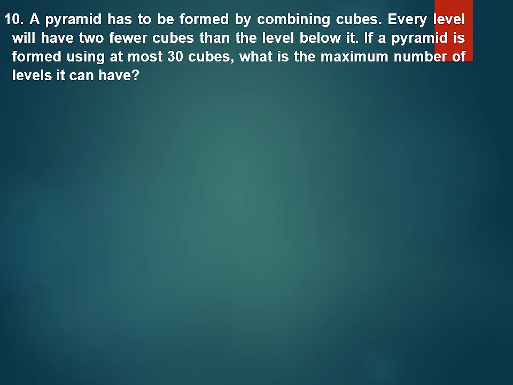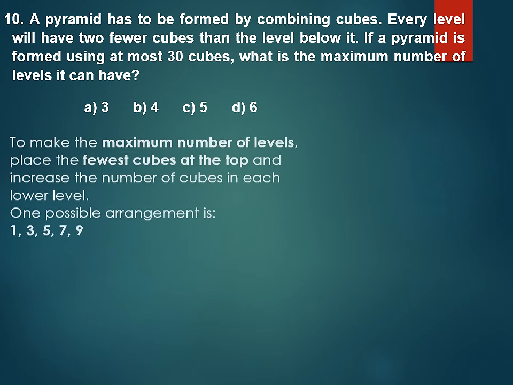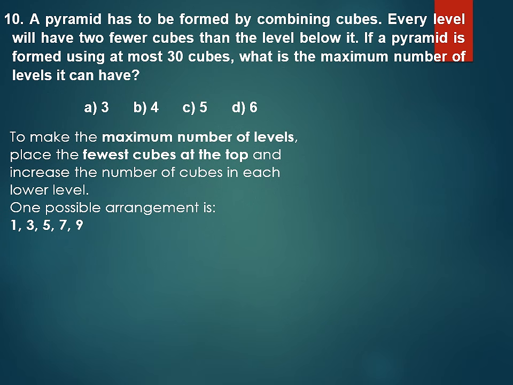So we have the last question here, that a pyramid has to be formed by combining cubes. Every level will have 2 fewer cubes than the level below it. If a pyramid is formed using at most 30 cubes, we cannot use more than 30 cubes, what is the maximum number of levels it can have? We have options 3, 4, 5, 6. So to make the maximum number of levels, place the fewest cubes at the top and increase the number of cubes in each lower level.